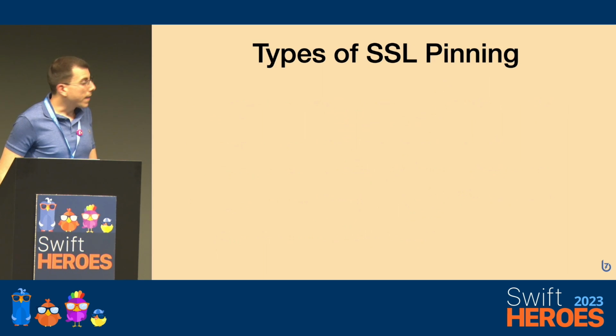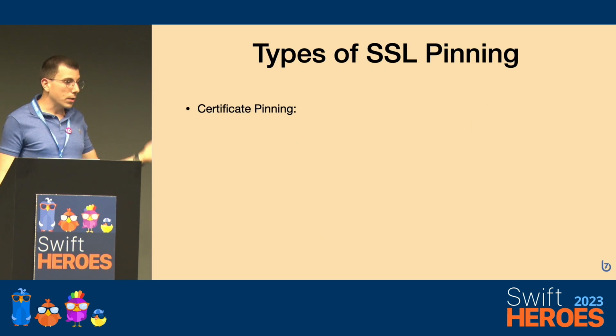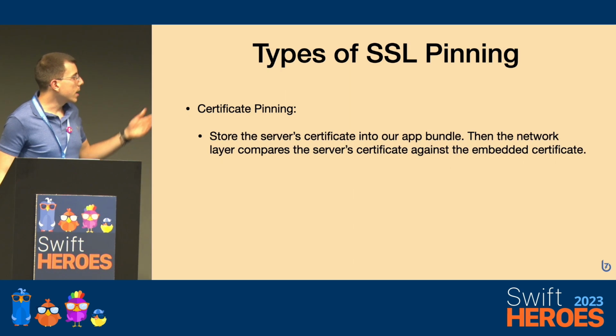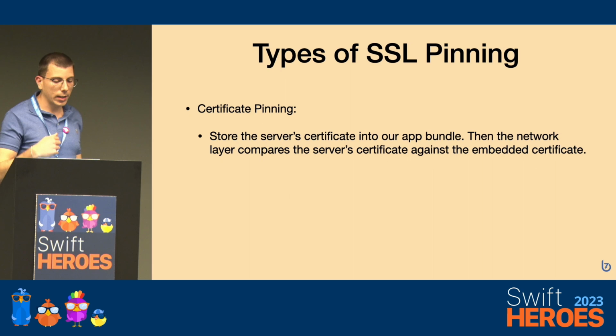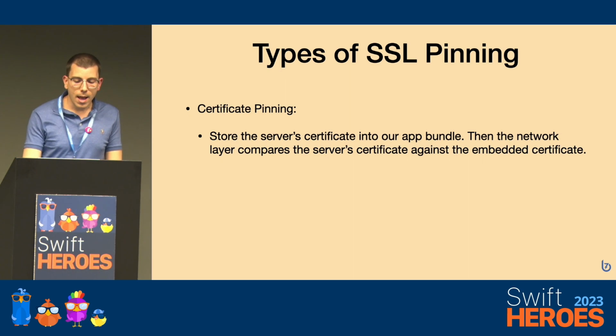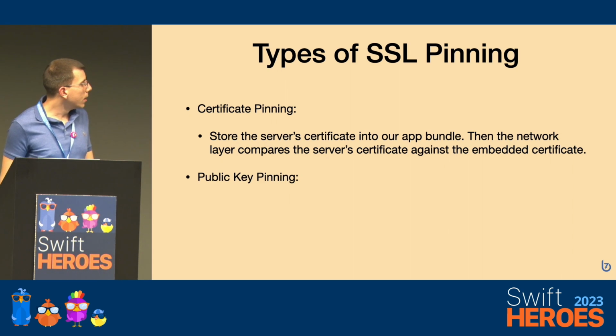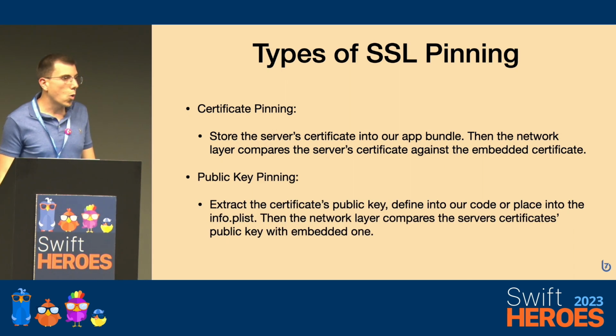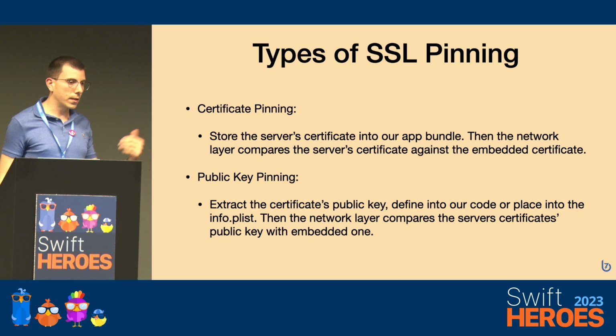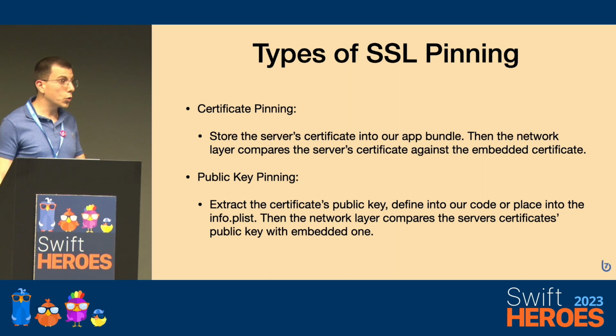Let's try to see which types of SSL pinning we have. As I said before, we have certificate pinning and public key pinning. Certificate pinning is basically that we store the certificate in the app bundle, and when there is a networking call, we check if the certificate is the same as the one coming from the server. And then we have public key pinning. So we extract the public key from the certificate itself, and then we compare it to the one coming from the server certificate. So you do not have to store anything in the code itself.